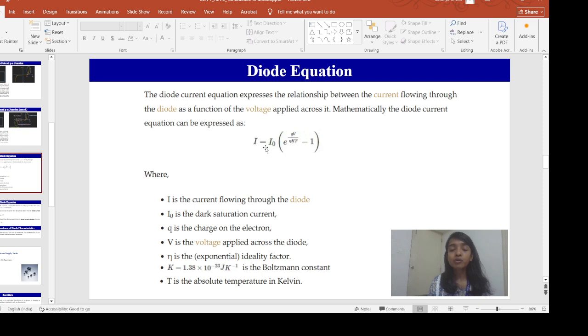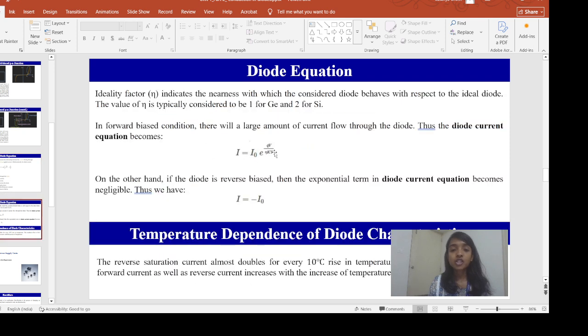A large amount of current, we have seen, flows through the diode, right? So in that case, the first term becomes much larger than this one. So we can neglect this one term. So in the forward bias situation, the current I becomes I naught e to the power qV by eta kT.